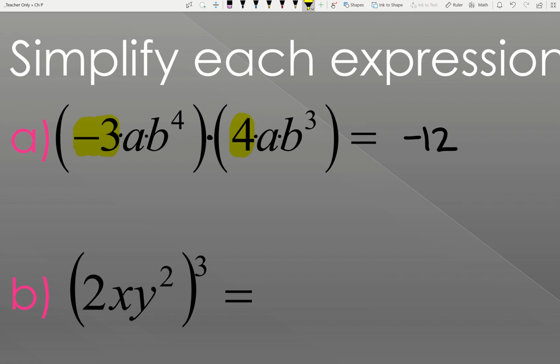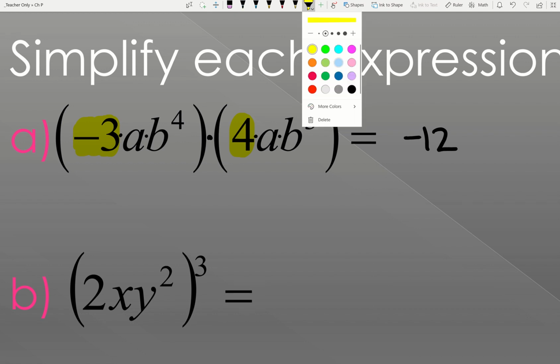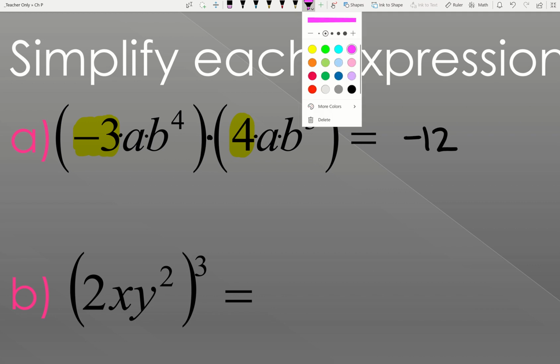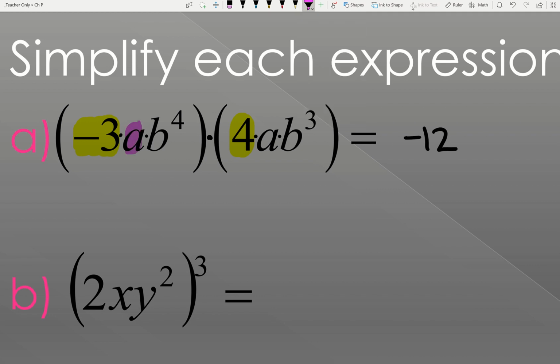Next, let's focus on your a variables. We have an a right here, and we want to multiply times a. So a times a, of course, is going to give us a squared. And then finally, we have this last type of term. We have a b to the fourth times a b to the third. That's going to give us, we add those exponents because we're working with like bases of b, 4 plus 3, that's going to make 7.